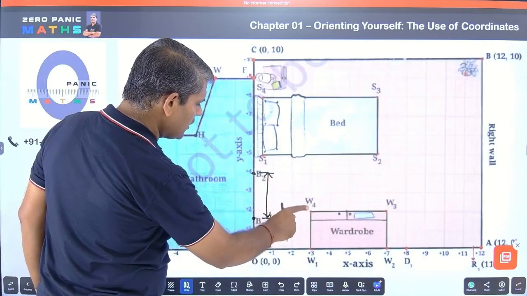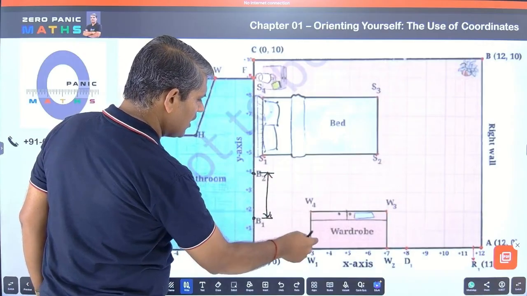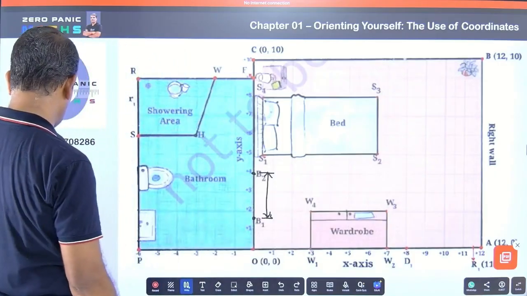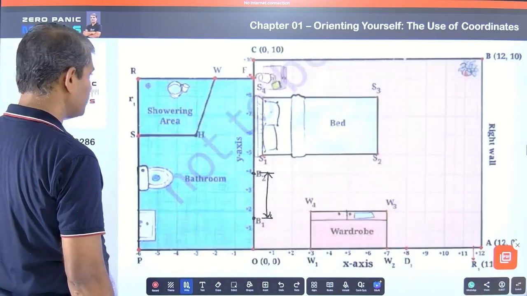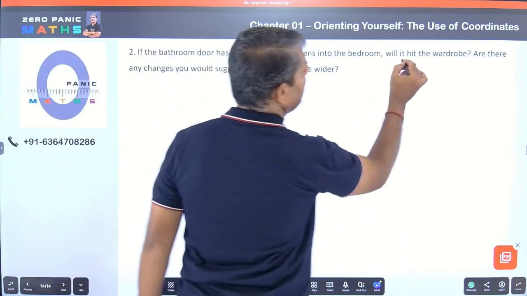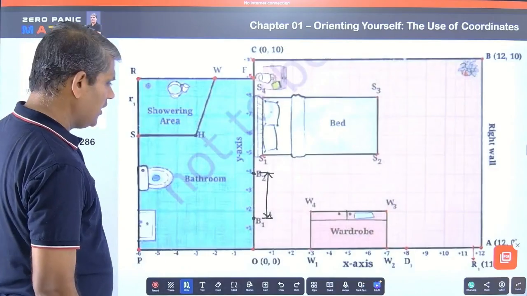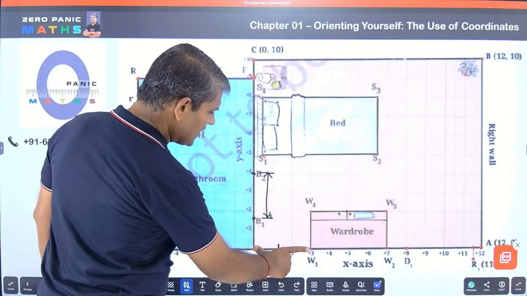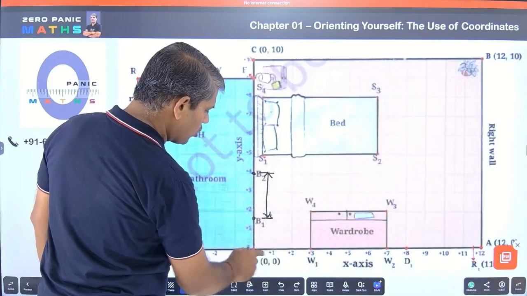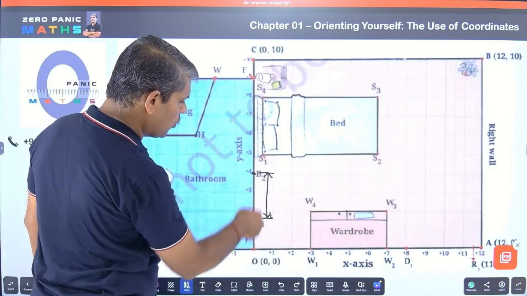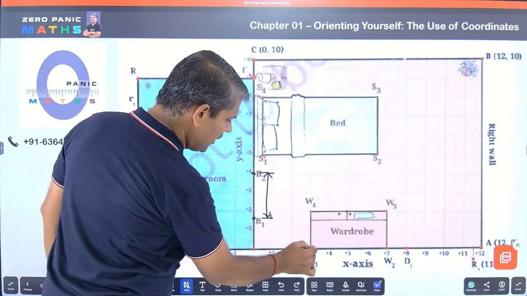If it opens in the room like this, whether it will hit the wardrobe, that is what the question is. Okay, let us see, will it hit the wardrobe? Generally, you see that. And how far is the start of the wardrobe from the origin, or from the left wall?